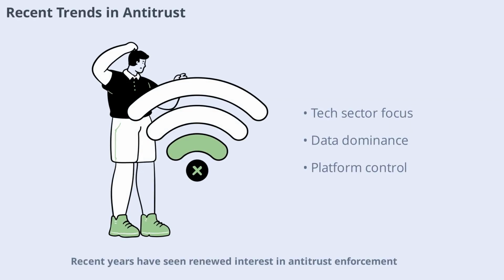Recent years have seen renewed interest in antitrust enforcement, especially in the tech sector. Policymakers are debating how to address new forms of market power such as data dominance and platform control. These trends are shaping the future of competition policy and enforcement.